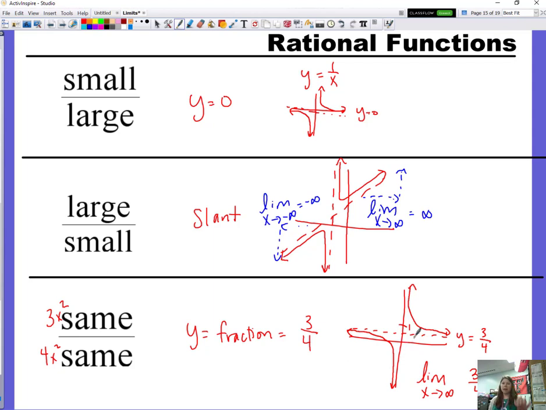So a lot of times it's positive infinity or negative infinity. A lot of times it's 0. A lot of times it's that fraction. And so you just have to look at each one separately. Is it small over large? Is it large over small? Or is it same over same? And so let's look at a few examples of this real quick.